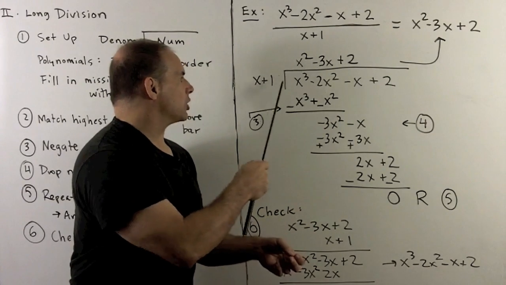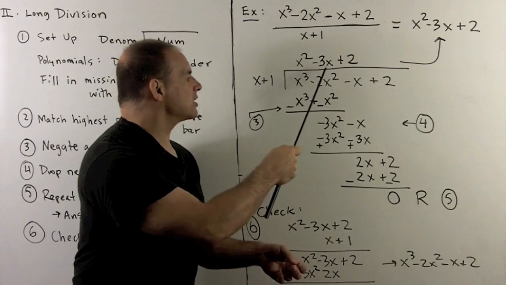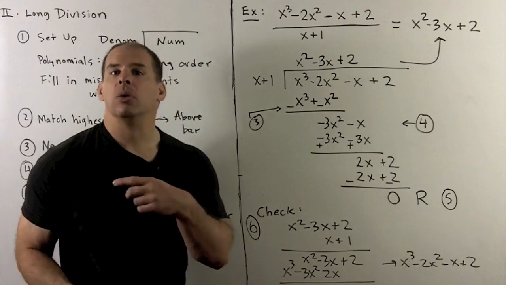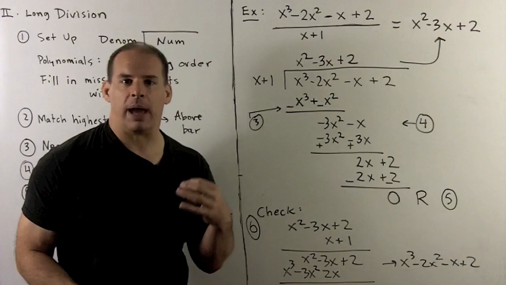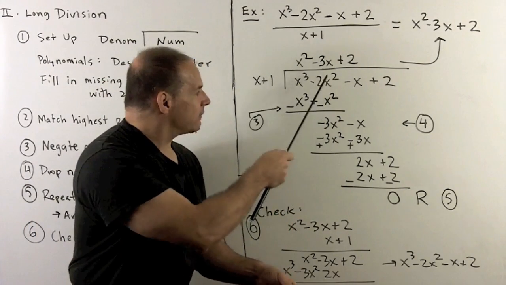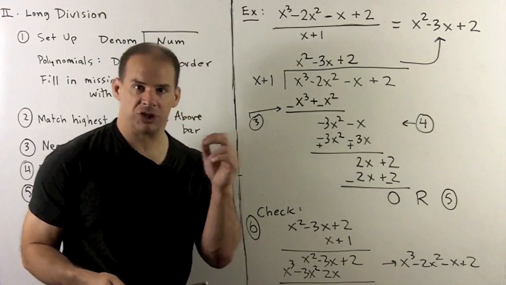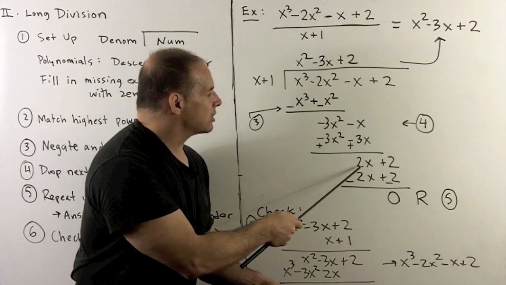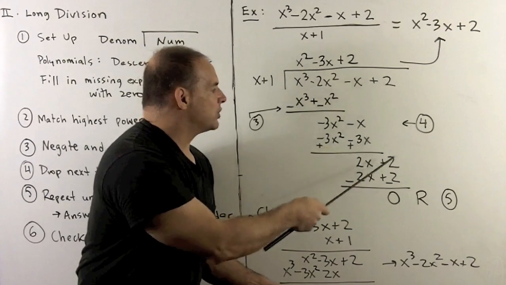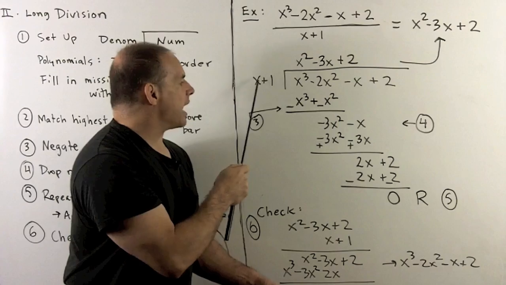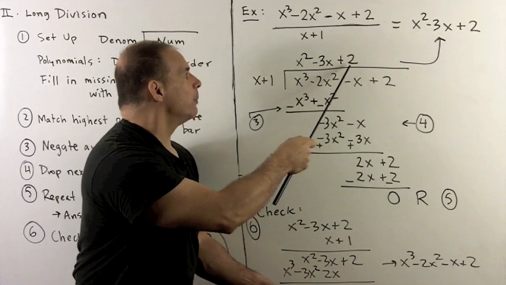I multiply x plus 1 by minus 3x. So I get a minus 3x squared minus 3x. We negate and we add. So I multiply through by a minus 1. These both become pluses. I add. First column goes to 0, so that checks. Minus x plus 3x goes to 2x. I drop the 2. Note, I can still match. So to get from x to 2x, I multiply by 2.